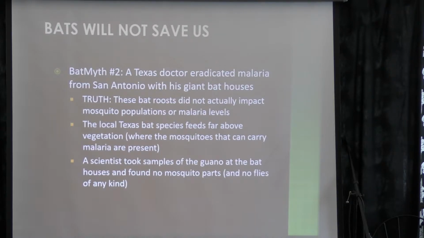The other thing they looked at is that the mosquitoes that were causing malaria in that area are genus Anopheles, which live very low in vegetation. And the bat species that was there that he was making these roosts for feeds far above vegetation. So of course they weren't eating mosquitoes.